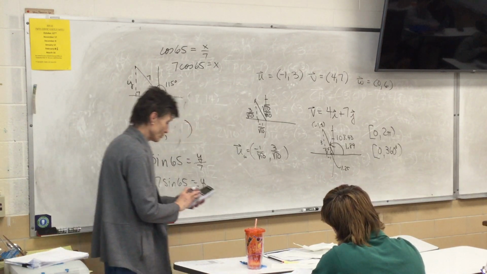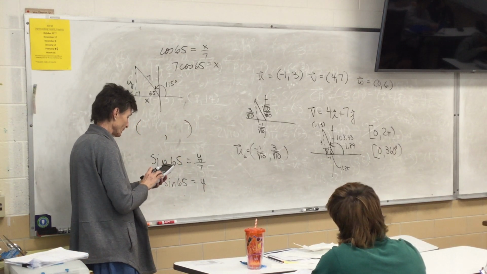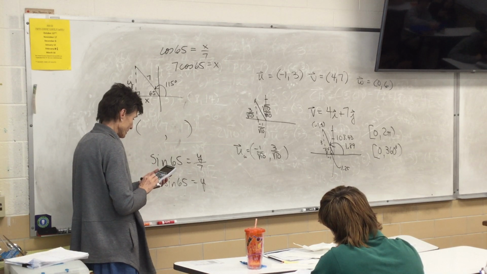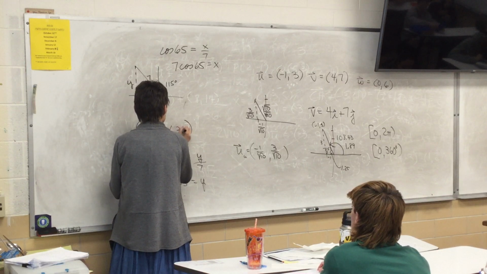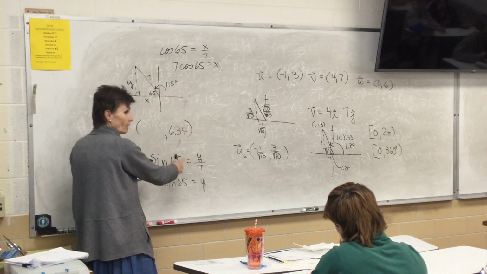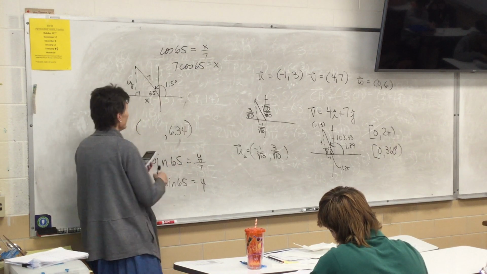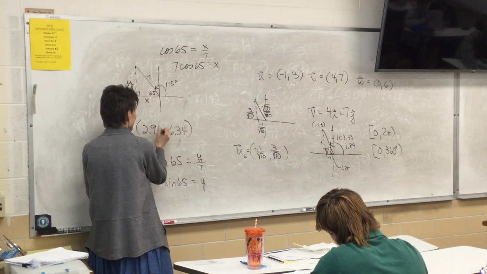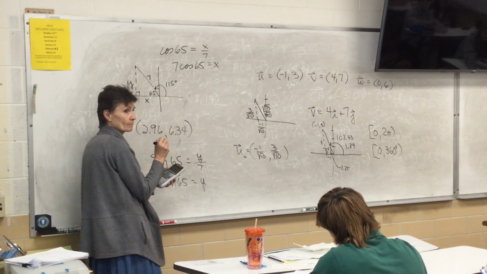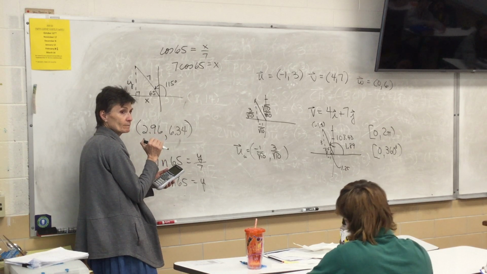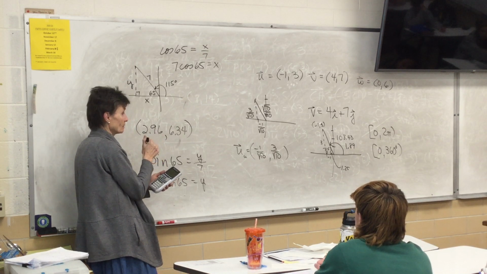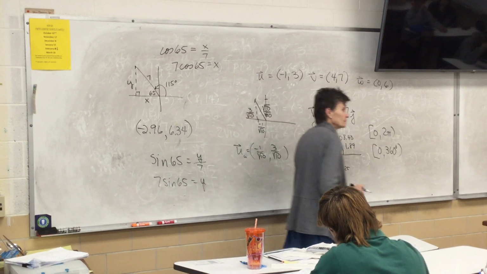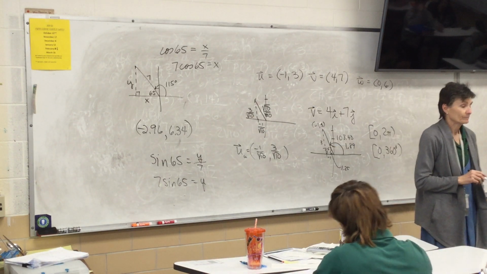Now, those are degree measures, by the way, so I've got to change that calculator back to degrees. And 7 sine 65 is 6.34. Sine goes with y, always and forever. And 7 cosine 65 is 2.96. Are those the numbers you got? Are they the right numbers? They'll make that guy negative, right? Why do I need to make that guy negative? Because that angle is in quadrant 2.